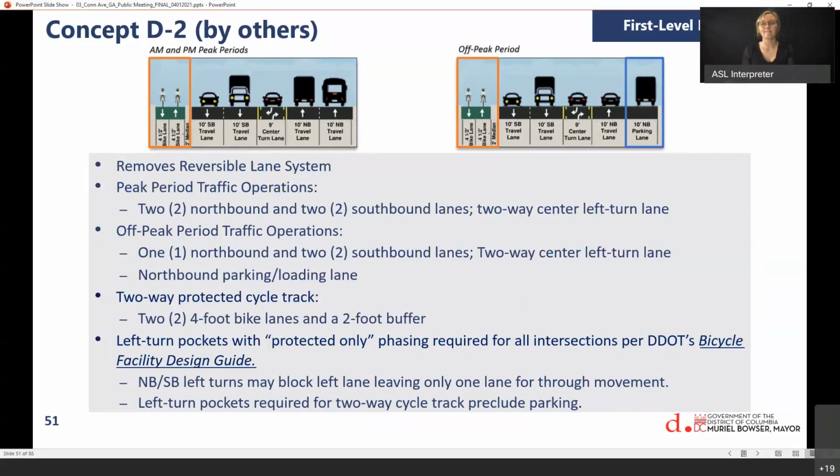Concept D2 is very similar to D1, having the two-way protected cycle track, removing the reversible lane. But in terms of traffic operations here, there would be two northbound and two southbound travel lanes with a two-way center left turn lane during the peak period. And then during the off-peak operations, one northbound travel lane and two southbound travel lanes with the two-way center left turn lane in the middle. There would also be opportunities to retain some northbound parking and loading as part of this option as well.